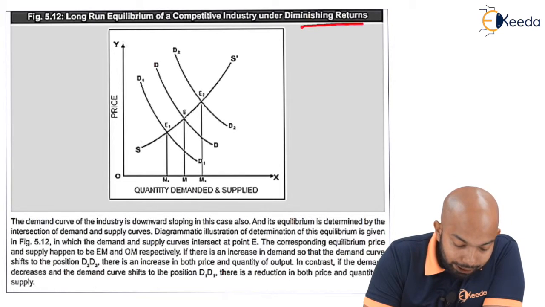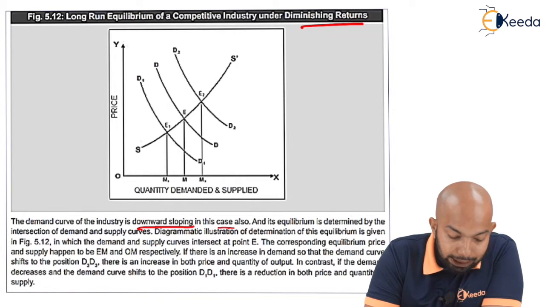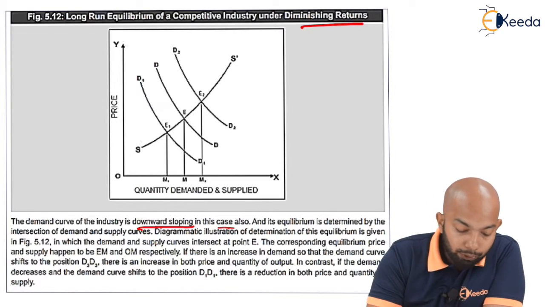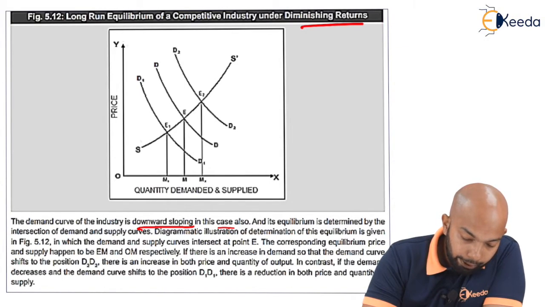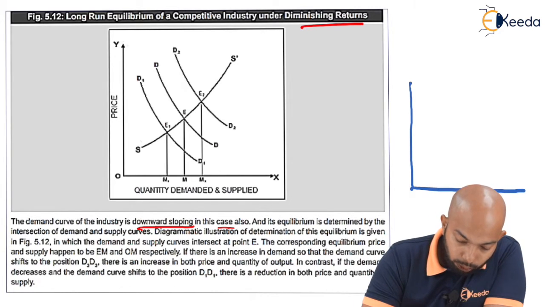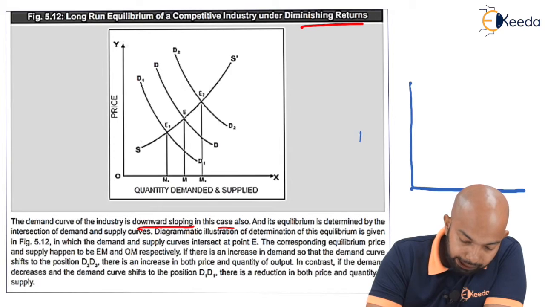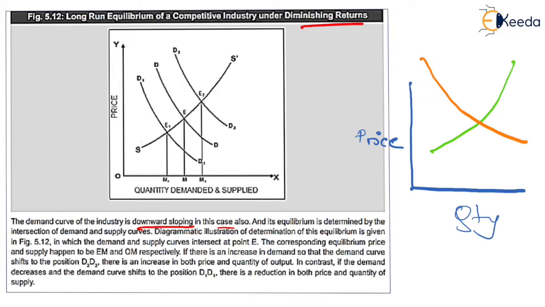The demand curve of the industry is downward sloping in this case also. I've already explained this diagram to you. Let me just reiterate that same thing in a simple way. Now, if this is the graph, let us assume this is the quantity, this is the price. This is what has been mentioned. Now, this is the point of equilibrium that you have achieved here in the first place. Now, at this price, you are willing to give out this much of quantity.